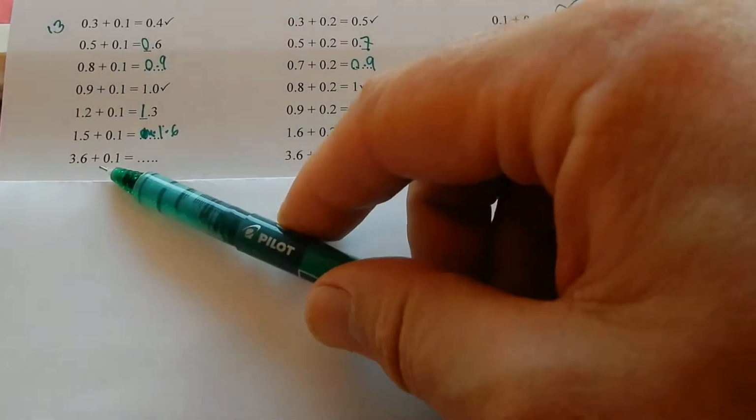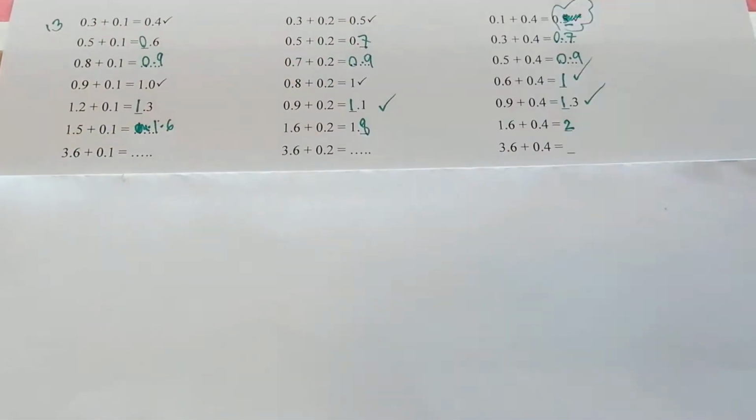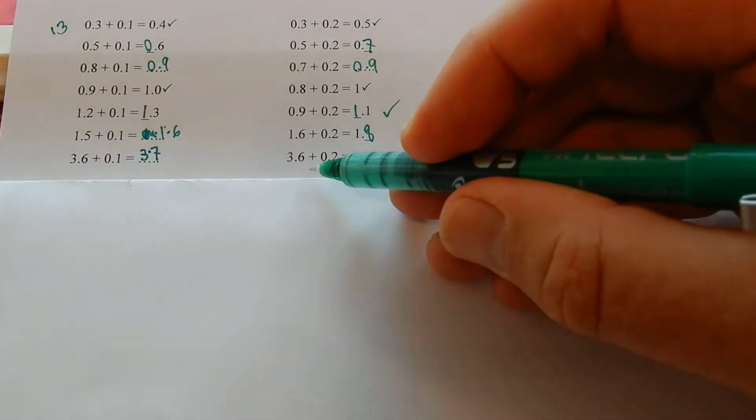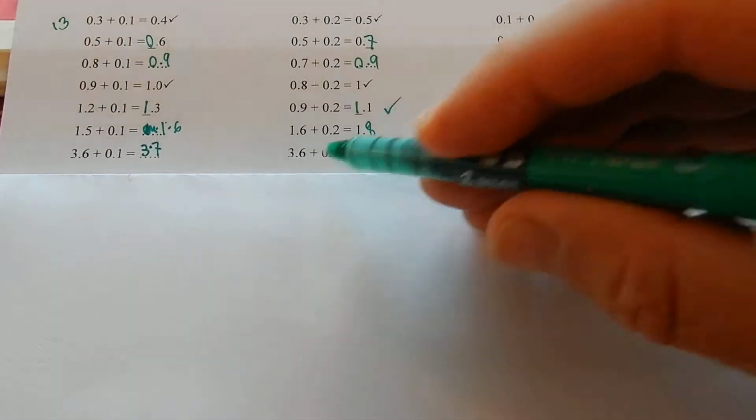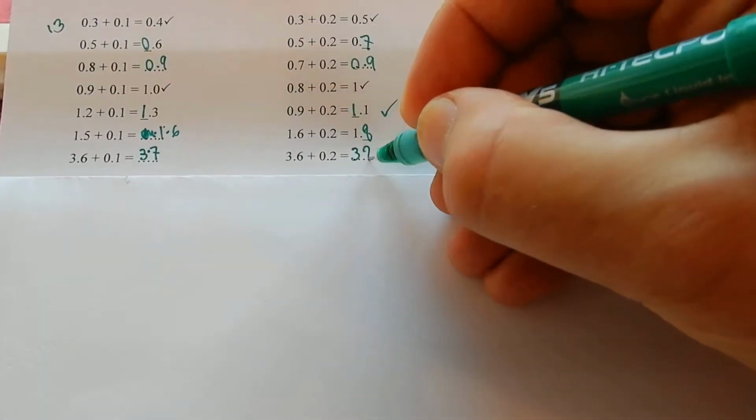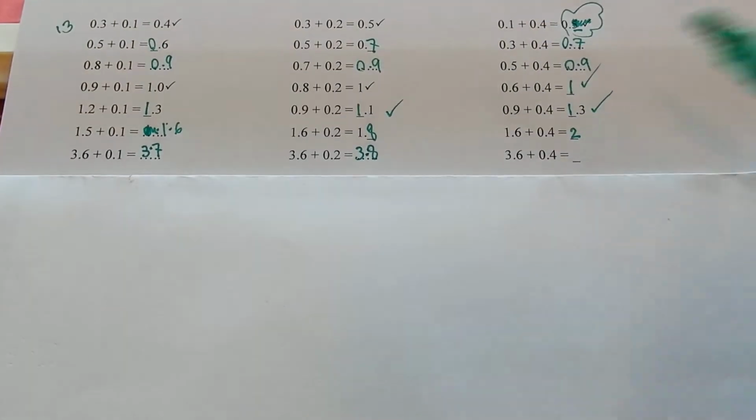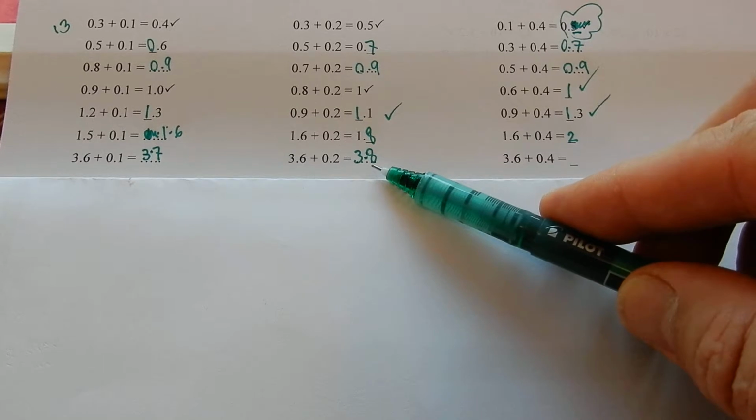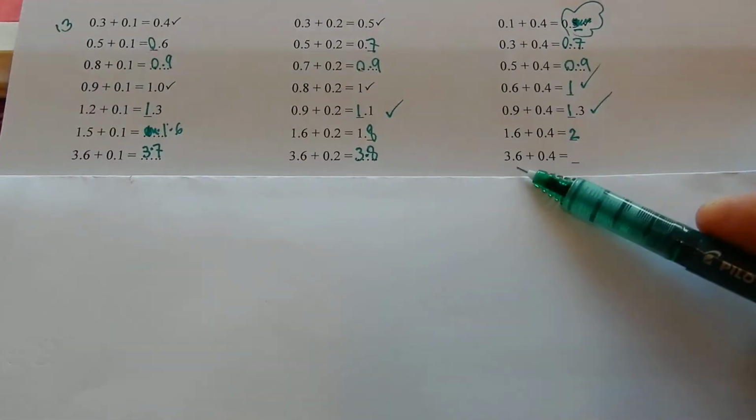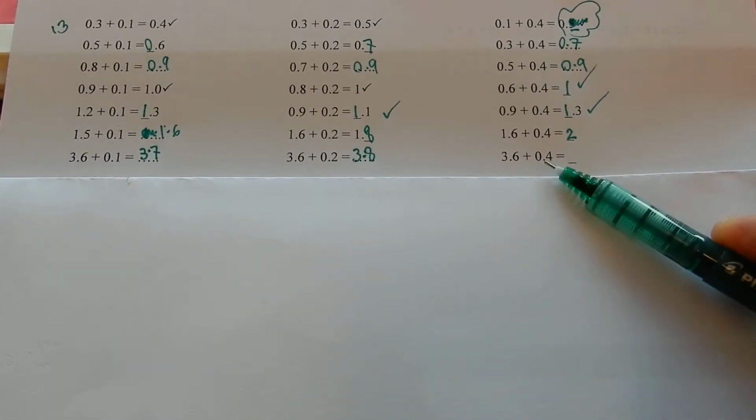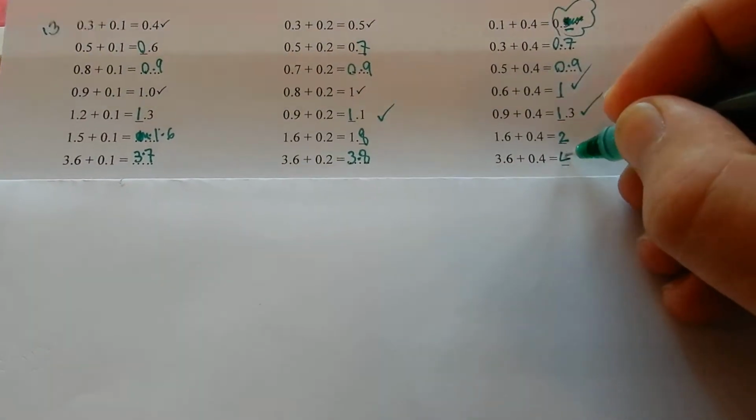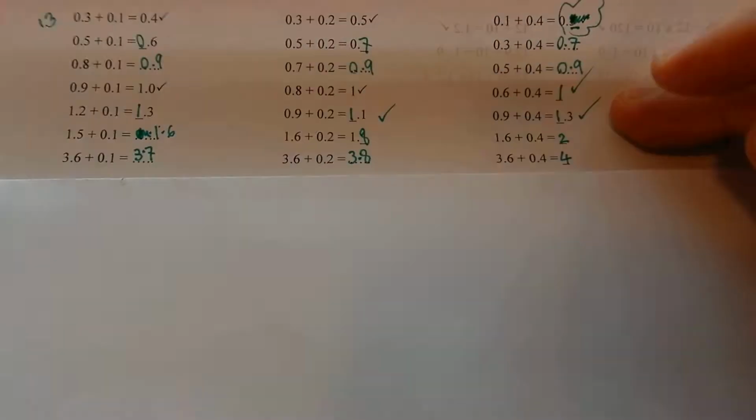3.6 plus 0.1. 1 more than 36, 37, but it's a 37 with a dot in the middle. 3.7. 3.6 plus 0.2. 36 plus 2 is 38 with a dot. In America, the dot often goes at the bottom, but the problem with that is if you've got a load of dots already, you kind of lose it. 3.6 plus 0.4. 36 plus 4 is 40. 4.0 is changed into 4.